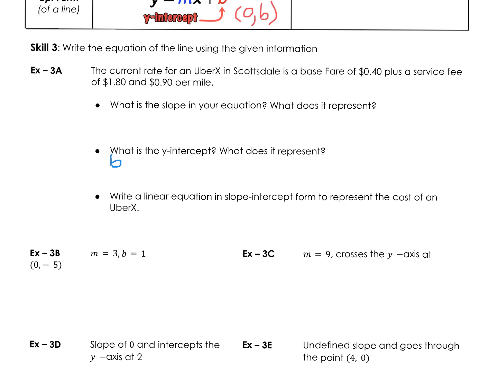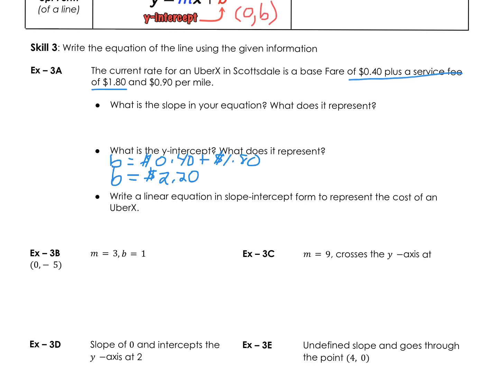So our b is going to equal 40 cents plus $1.80. So that's 40 cents plus a service fee of $1.80. And then that's going to equal a total of $2.20. So those are all the constants that are going to be charged to us.